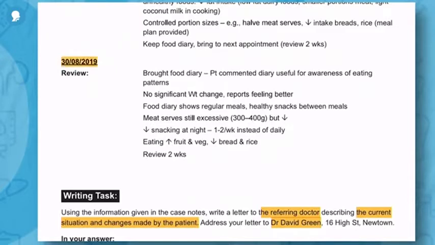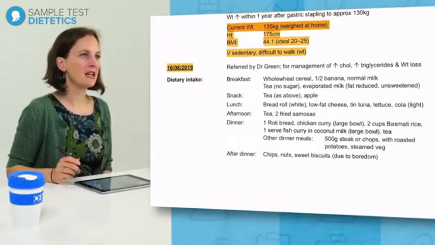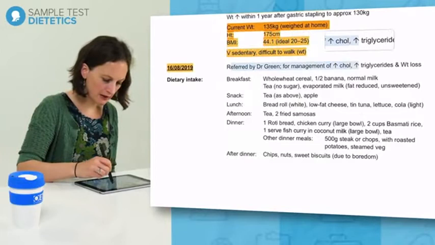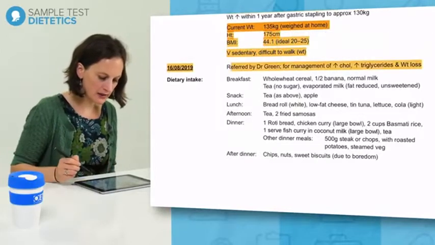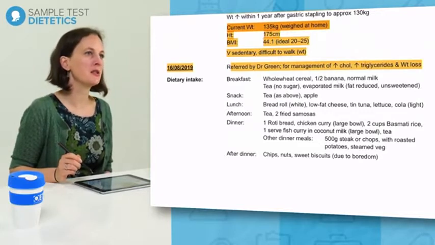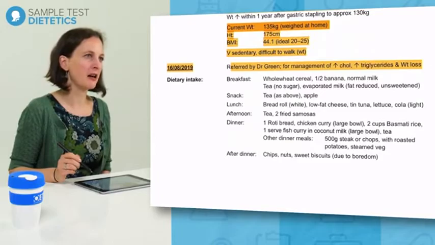This also gives me a sense of structure for my letter, that I will split it into the first visit and today's review. The detail next to the date of the first appointment, that he was referred by Dr. Green for management of his increased cholesterol and triglycerides as well as weight loss, feels important, especially for my introduction paragraph, where I will explain the reason for writing.